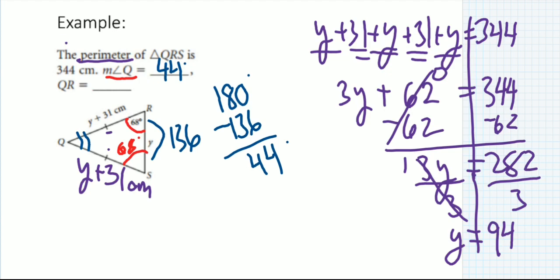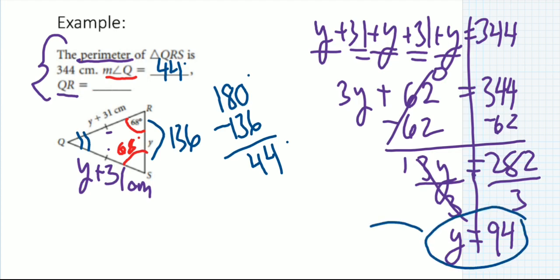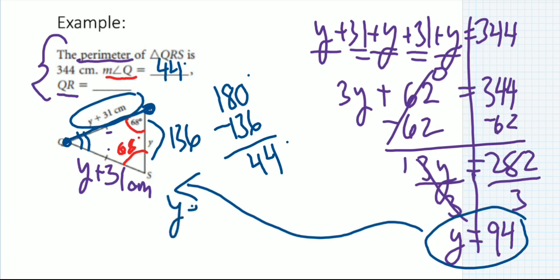Now, if you notice, none of these questions said, what is y equal to? Because you don't have to figure out what y is equal to. You have to tell me what QR is equal to. You do need y for that, but we can now use this to get my final answer by plugging into QR. So QR is y plus 31. So that's what I'm going to plug in, y plus 31. y is equal to 94. It's a pretty easy plugging in. And so what is that equal to?